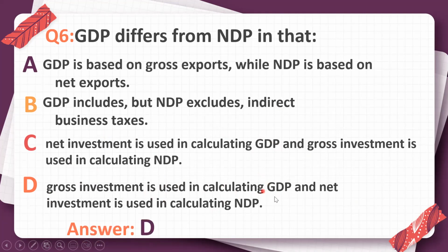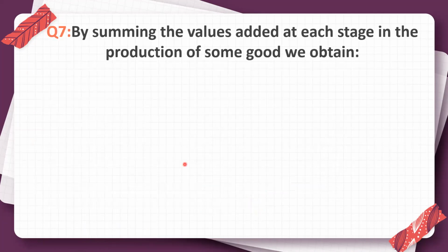So when we calculate the gross domestic product, we say that C plus I, and by I here, we mean gross investment. While in net domestic product, we exclude depreciation, and we exclude depreciation from gross investment. So we use net investment in net domestic product in order to calculate the net domestic product.